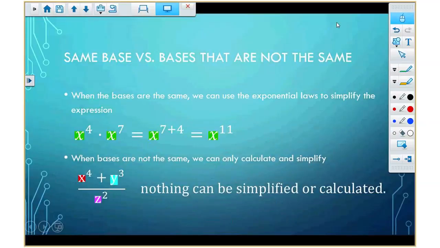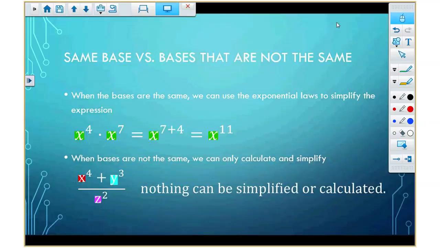Now, when the bases are the same, that's a good thing. When they're different, it means nothing. We can't do anything about it. We can't simplify it. The only thing you can do is plug and chug. You can't do anything unless the bases are the same.